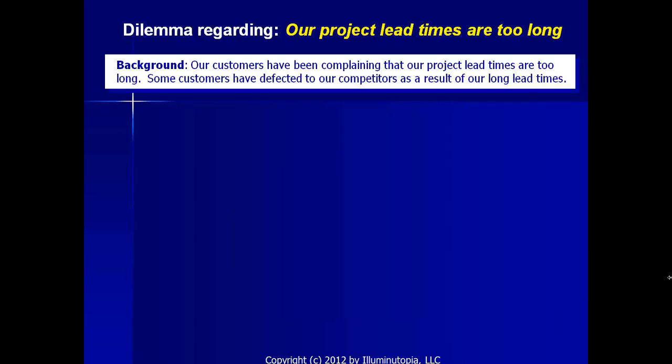the process for how you identify the core conflict in a system. So let's take a look at the system being project management. We would look at what is an undesirable effect. Our project lead times are too long. Our customers have been complaining that our project lead times are too long. Some customers have defected to our competitors as a result of our long lead times.